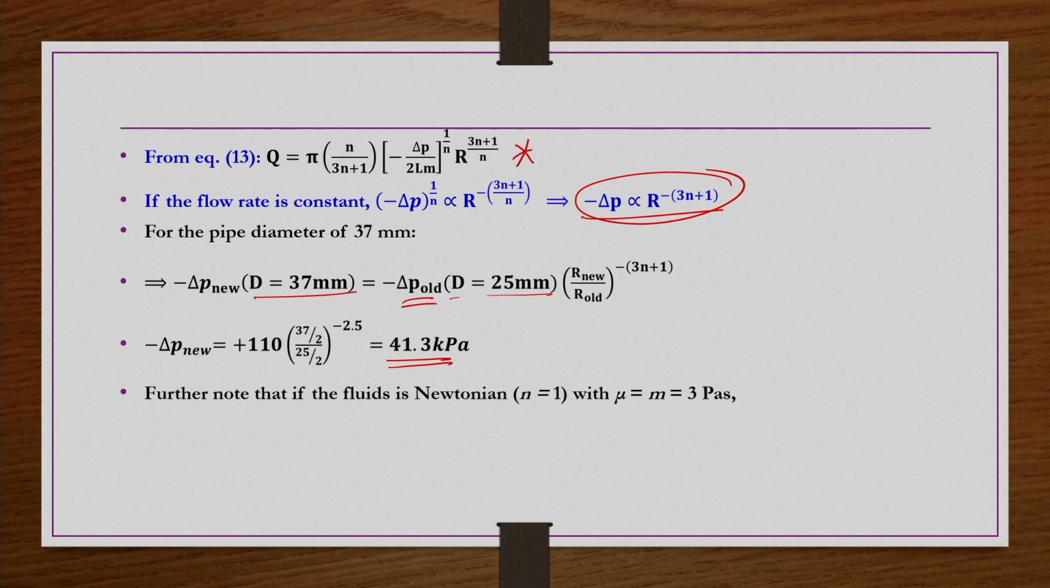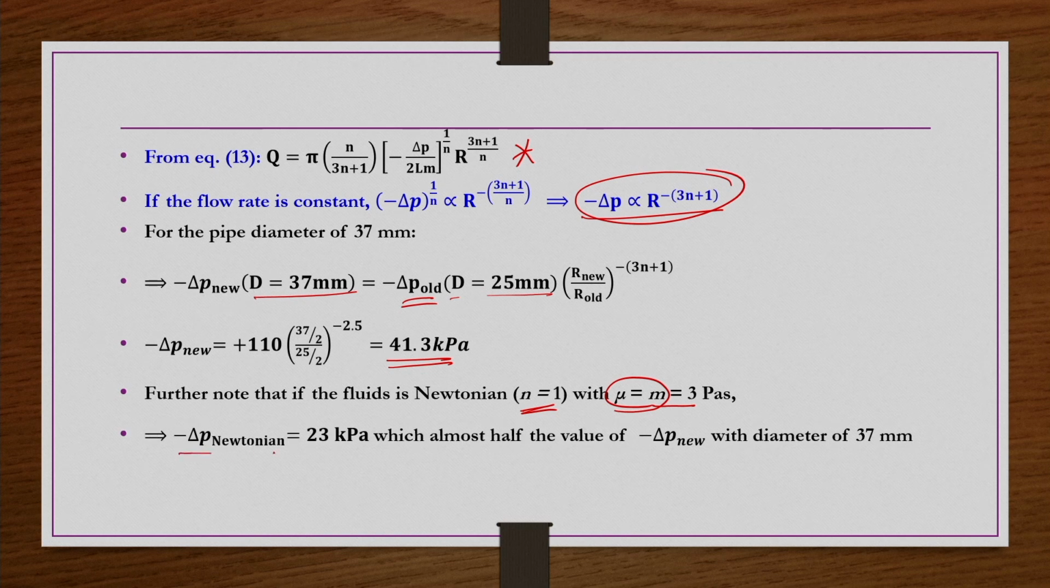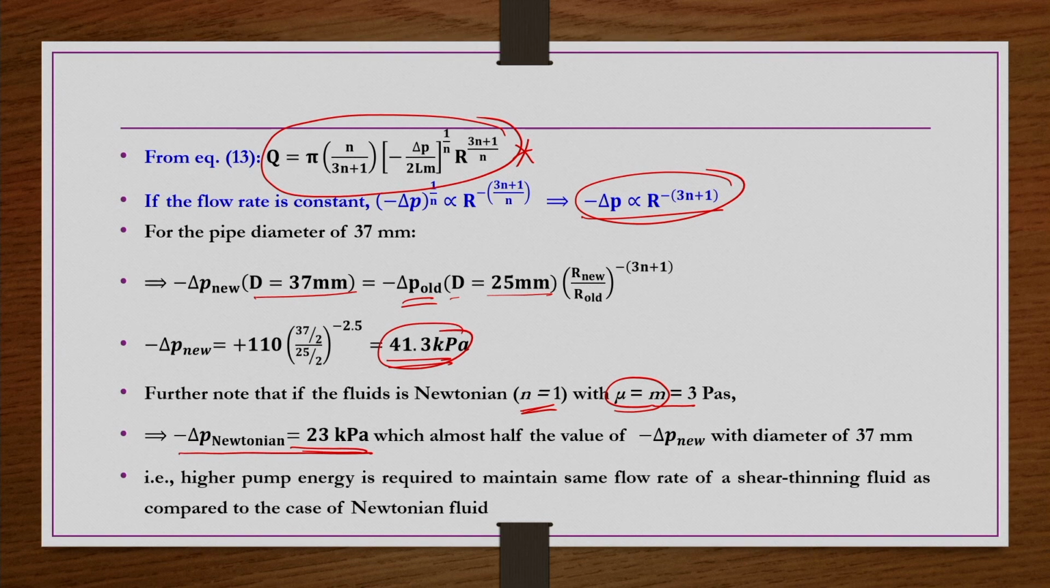One last addition, let us say if the fluid is Newtonian, then n should be equal to 1, and whatever the m value is there should be taken as mu. Then you get minus delta P new, if you use the same equation, just substitute n equals 1, and m equals 3, and do the simplification, you get 23 kilopascals, which is almost half of this value. That means higher pump energy is required to maintain the same flow rate of shear thinning fluid as compared to the case of Newtonian fluid.